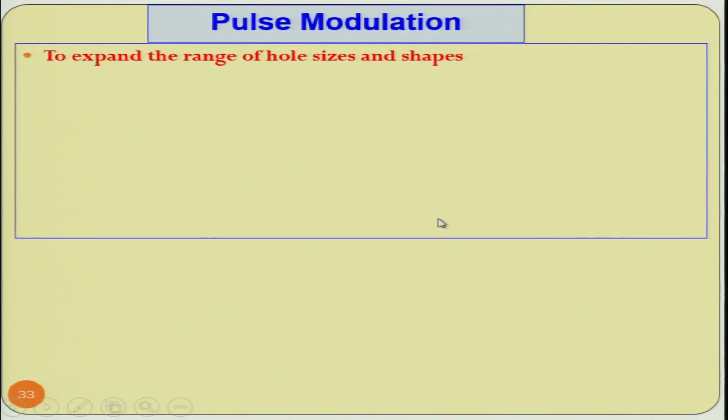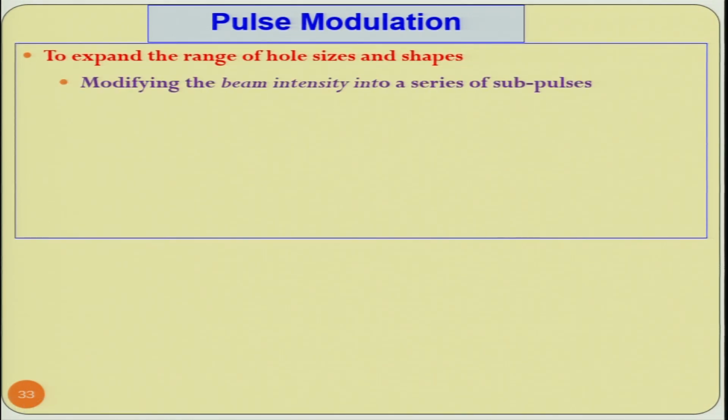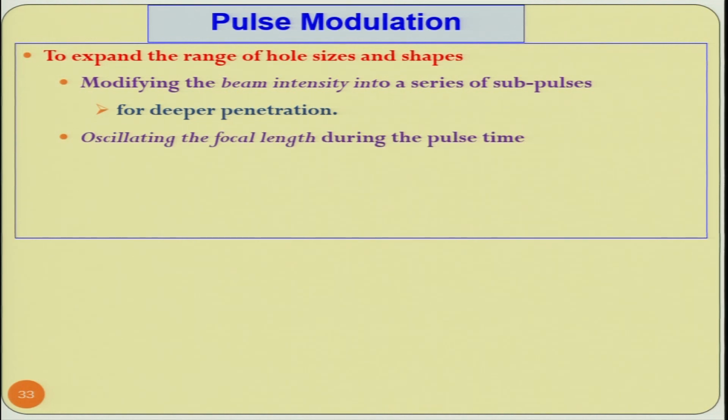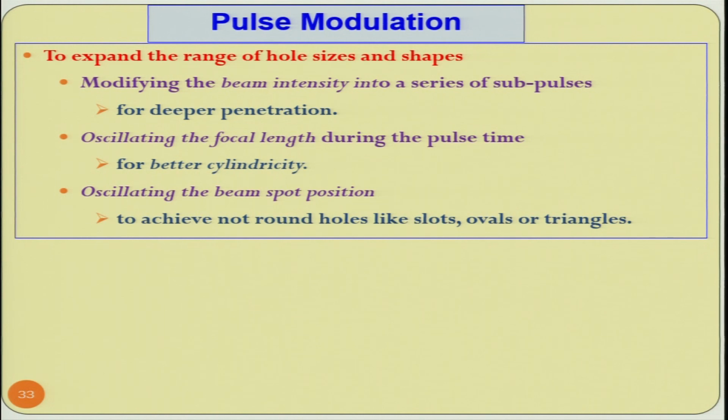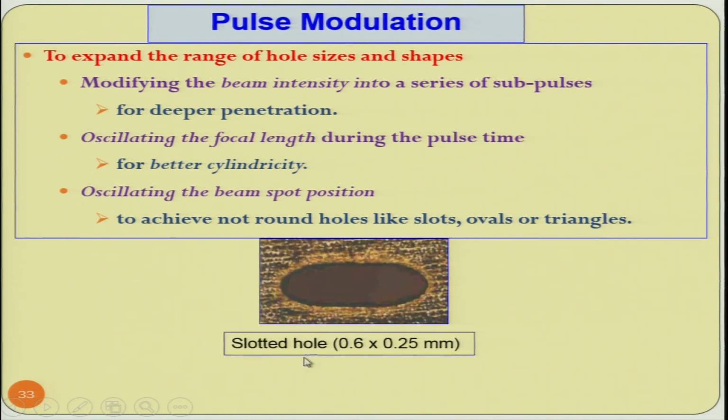Pulse modulation to expand the range of hole sizes and shapes: modifying the beam intensity into a series of sub pulses for deeper penetration, because with deeper penetration you can machine or drill the hole with higher aspect ratio; oscillating the focal length during the pulse time for better cylindricity; and oscillating the beam spot position to achieve not round holes, like slots, ovals or triangles, if you are not interested in a cylindrical hole of the size of the beam diameter. You can see here, this is a slotted hole.